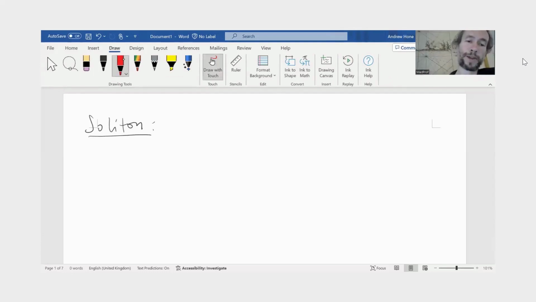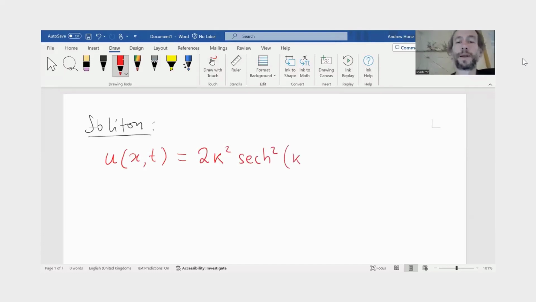What's special about the KdV equation? Well, in particular, it has this exact traveling wave solution called a soliton. And the formula looks like this. So it's given by this hyperbolic secant squared shape. And then it's got sort of two arbitrary constants in it.